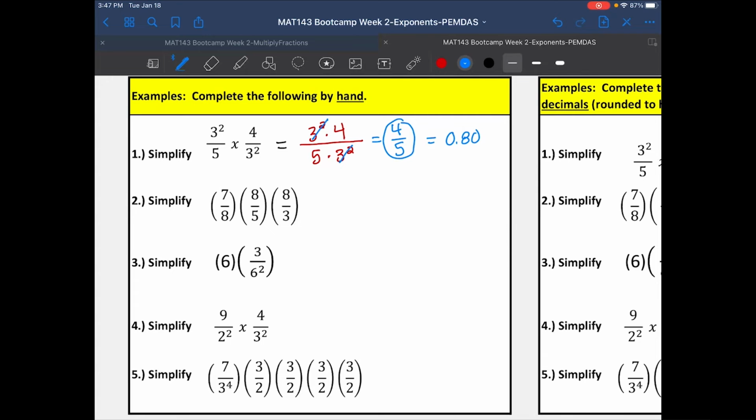All right, let's look at number 2 simplified by hand. We skipped over that one on Excel, but we can do this one by hand. Here we have 7 times 8 times 8 over 8 times 5 times 3. We see that we have one factor of 8 in both numerator and denominator, and there's left a 7 and an 8 factor in the numerator and a 5 and a 3 in the denominator. So that's going to give me 56 over 15.